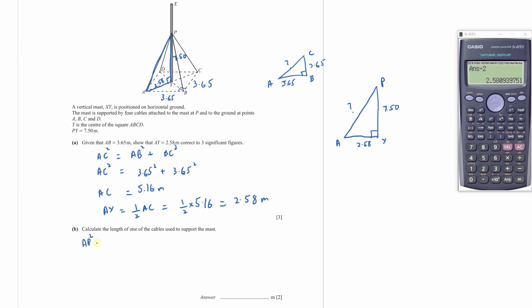So AP square will be 2.58 square plus 7.50 square, and then the square root of this will give you AP, which is 7.93. AP will be 7.93 meters. So this is the length of one of these cables, 7.93.